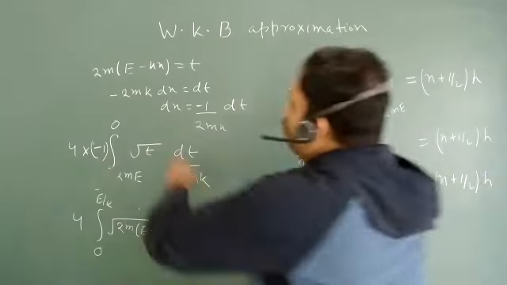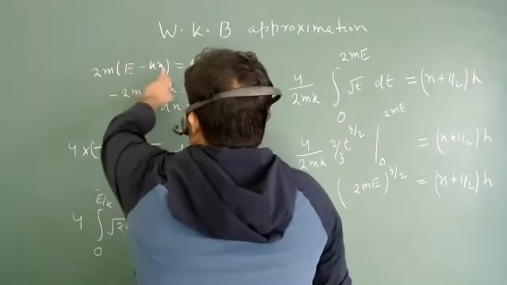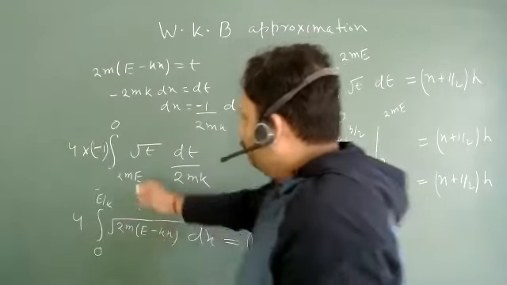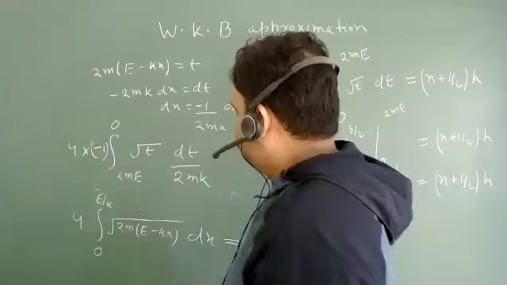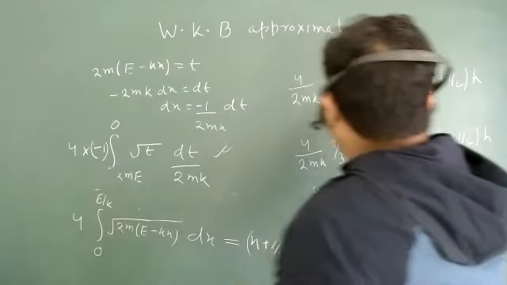Sorry. So we have to take x is equal to 0, then this value is 2mE. When x is equal to E by k, then this value is 0. Okay. So you can just go for this thing. Okay. Here, right? After then we are here.